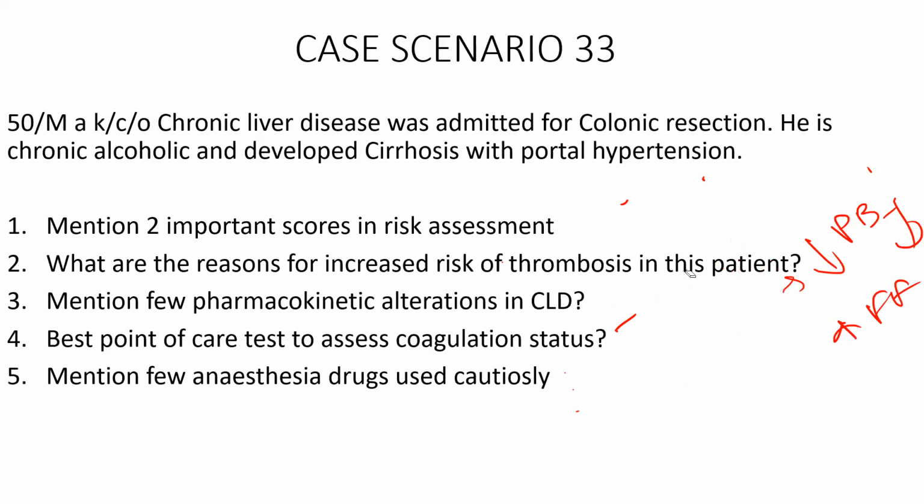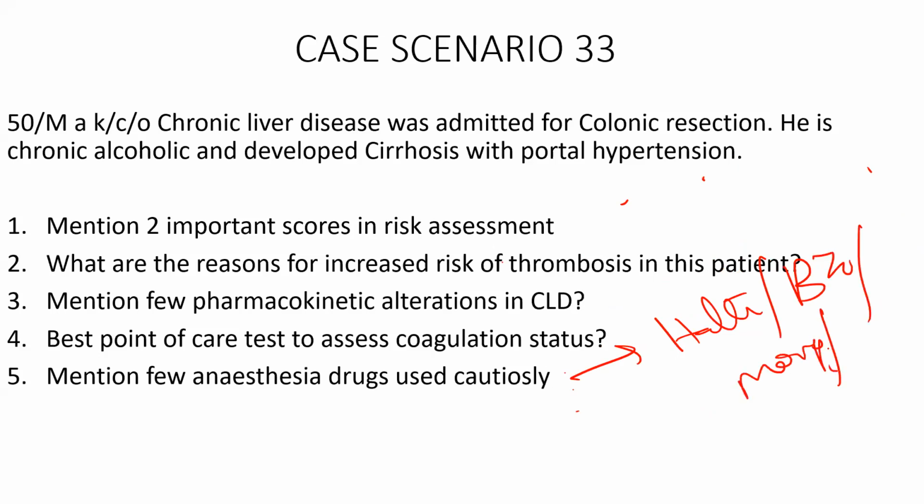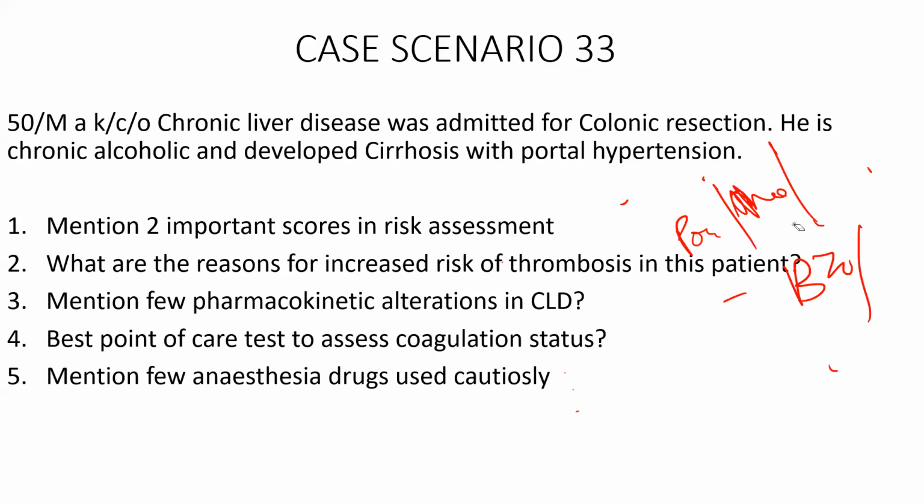Excellent. What is the point of care test to assess the coagulation status? Thromboelastograph. Excellent. Lovely. Mention few anesthesia drugs in liver failure you have to use carefully. Benzodiazepine. Thiopentone. Halothane. Morphine. Okay. Pancuronium, rocuronium can be used, should be used cautiously. Right. So it's very good that you know majority of the drugs which have to be used cautiously in the liver. Perfect. Any question here?